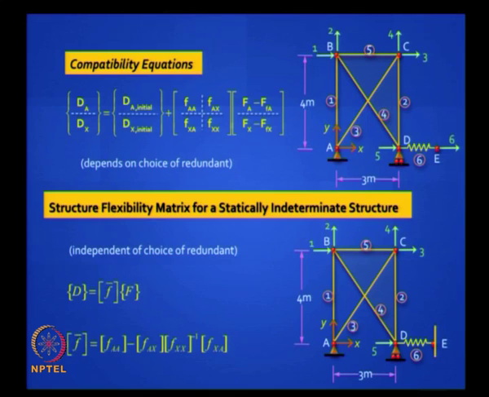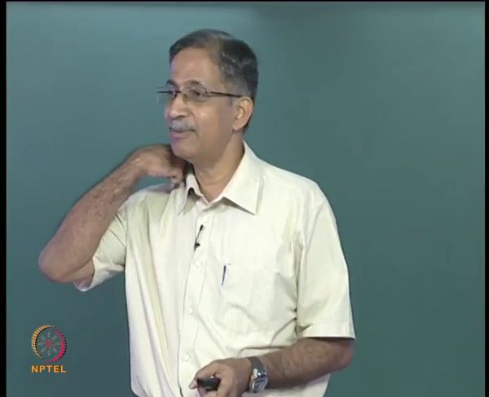Once you've got these, different students will have different submatrices here depending on their choice of redundant. But when they carry out this product, everybody will be left with the same structure flexibility matrix. So the proof of this I leave to you, but it is very interesting. Okay.